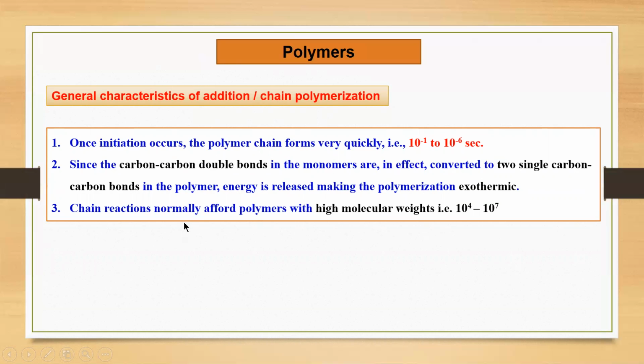Next, the chain reactions normally afford polymers with high molecular weights, that is 10 to the power 4 to 10 to the power 7. So these are the characteristics of addition and chain polymerization.